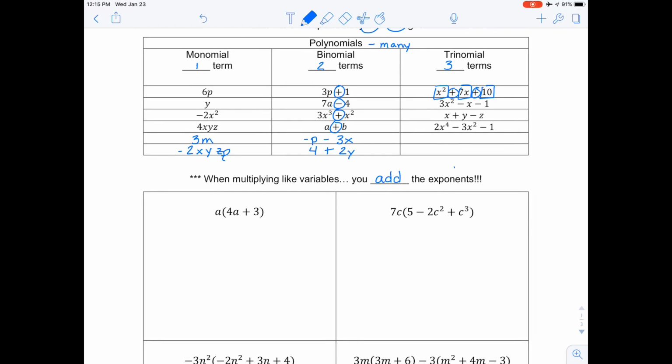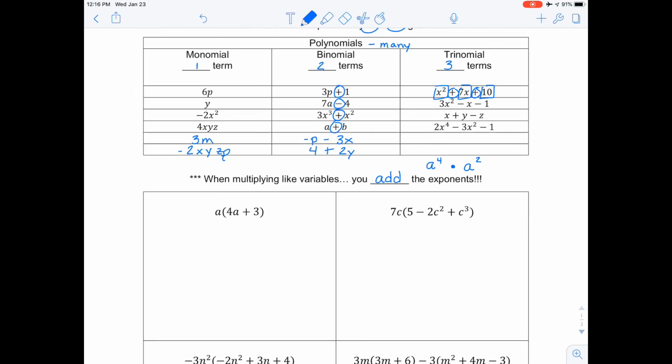But make sure that the two variables are the same. I can't multiply a times b and add those exponents because a and b are not the same letter, not the same variable. Okay? And here's the reason we're going to add the exponents. I'm just going to give you an example and we're going to expand it. If I have a to the fourth times a squared, okay?